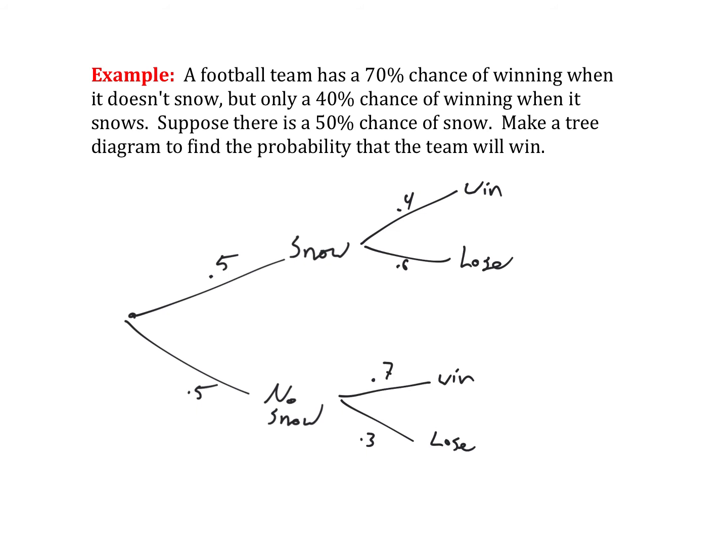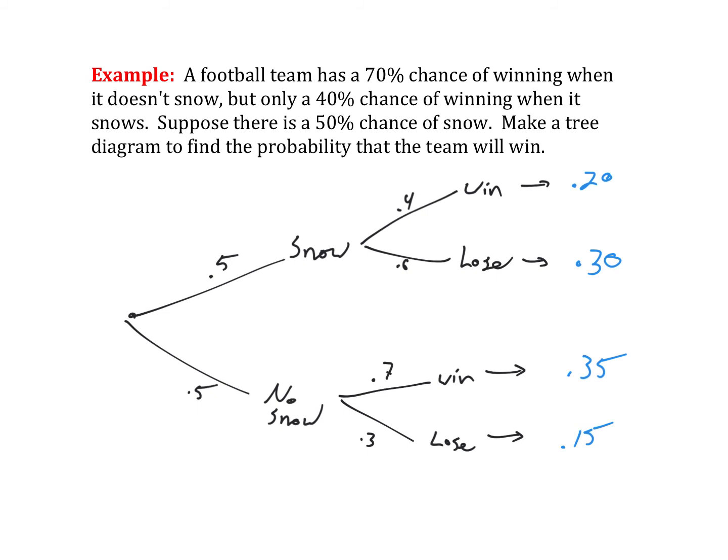From there, we would multiply along the branches to get our percentages. So I've got 0.5 times 0.4. That would be 0.20. 0.5 times 0.6 is 0.30. Down here we'd have 0.35 and 0.15.